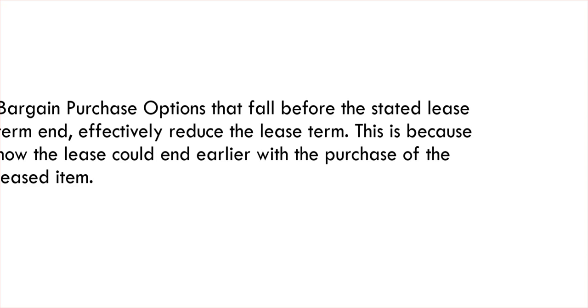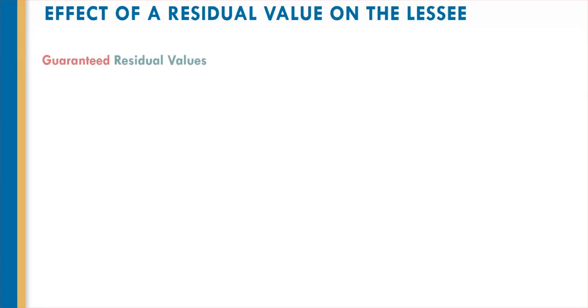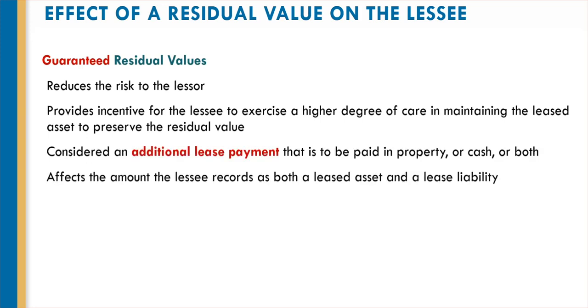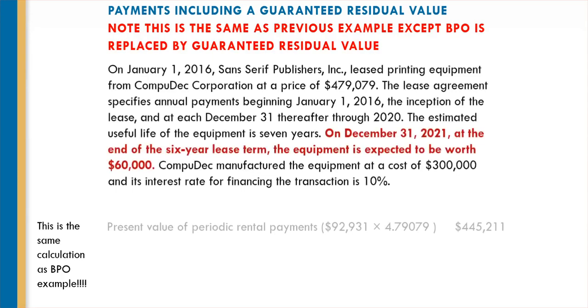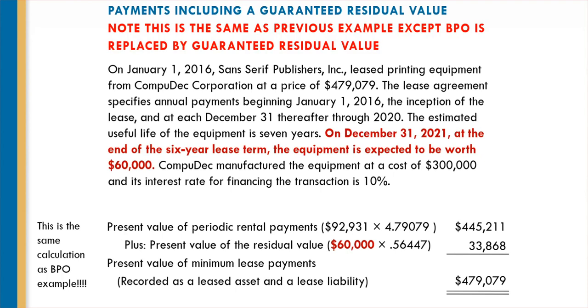Here's the point I'm making. It reduces the lease term. And it's intended to be the worth of the asset at the end of a lease term, and that's what they do. It reduces risk to the lessor, and it's an additional lease payment. There's some more in here, which is the same thing with the guaranteed residual value versus a BPO. You get almost the same results.